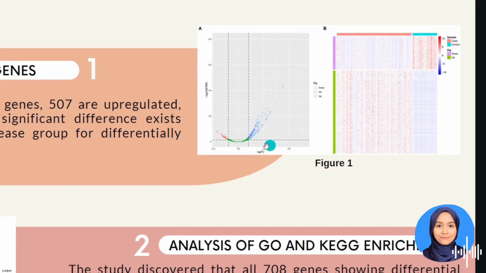Within the graph, the blue dot represents 507 genes that were upregulated, and the red dot represents 201 genes that were downregulated. From graph 1b, the sample is represented on the horizontal axis, while the vertical axis represents the different genes. High gene expression is indicated by the color red, while the low gene expression is indicated by the color blue.